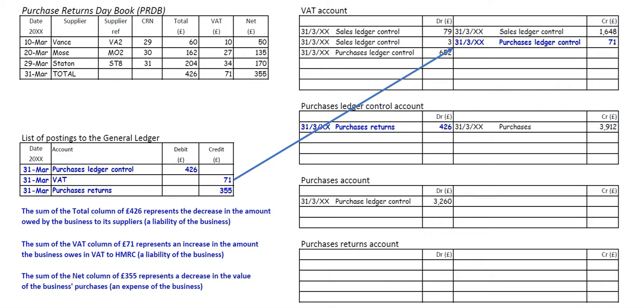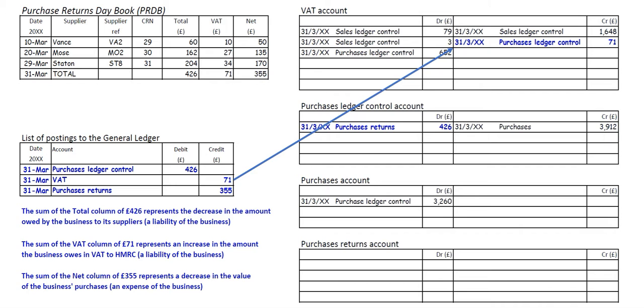We'll then transfer the total of the VAT column into the VAT account. So that's 31st of March. It'll be credited to that account, £71. And in terms of the description, we'll write purchase ledger control, because the corresponding debit to that credit is in the purchase ledger control account.